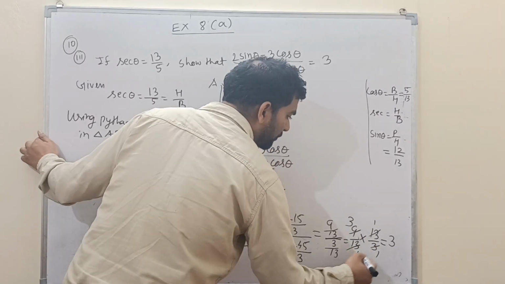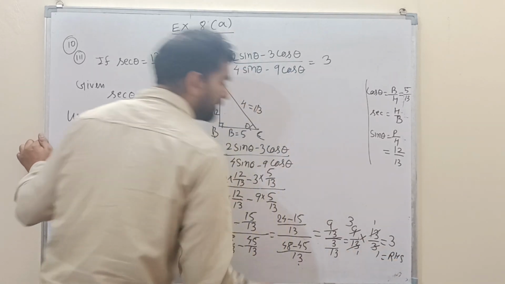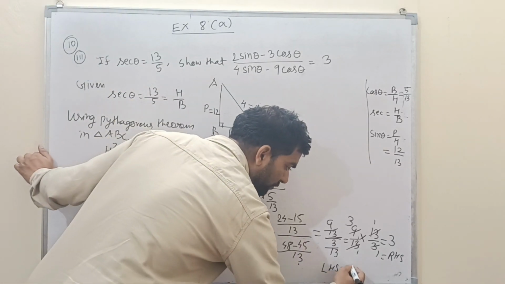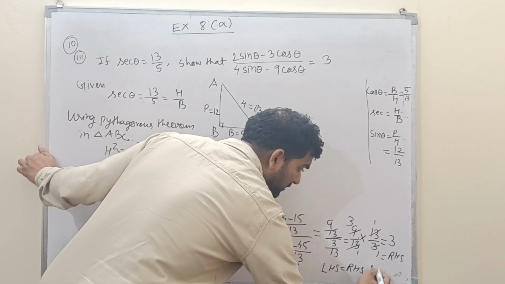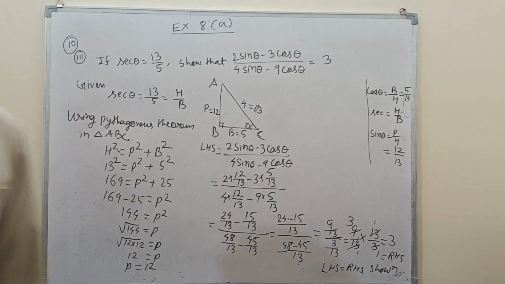So 3 is equal to what? Equal to RHS. So we got LHS is equal to RHS, and we'll write shown. So we are done with question number 10, subdivision 3.